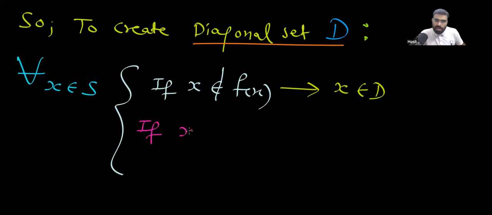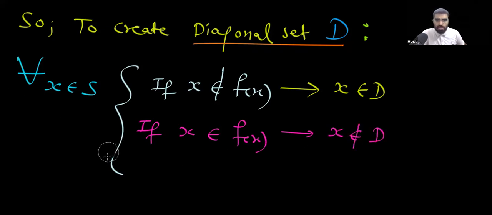And if X belongs to Fx, then I will not put it in the set D. This is what I will do for all the elements in S. So finally, what will happen?